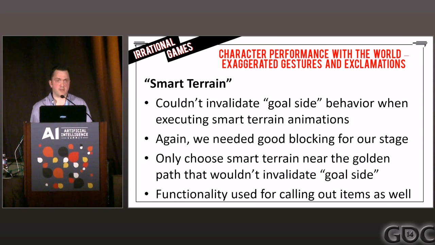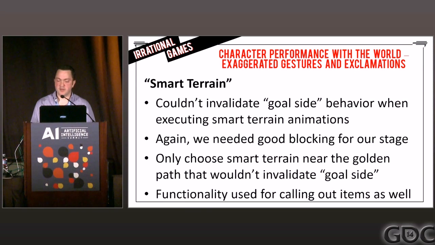If you can kind of imagine a cone emanating from the player projected onto the golden path, that's kind of what it ended up looking like. So the further away from the player along the golden path you were, the further she could move away from it. And it worked very well, and it didn't invalidate the goal side behavior, so she would still be able to get into position pretty quickly.